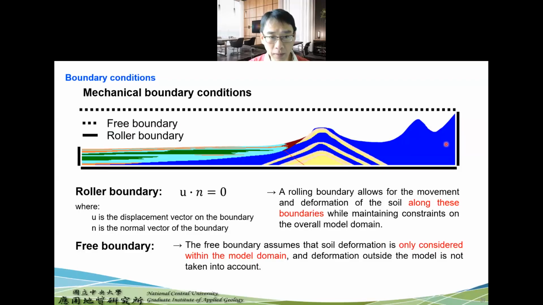And the same for the mechanical boundary, we also need to do the settings. The free boundary on the ground surface means the deformations can occur on the surface without any constraint. And for the bottom and the right and left hand sides, we're using roller boundaries. That means we only allow the transverse deformation, but not the vertical, the normal deformations in that area. Okay, I do not explain too much of the detail.